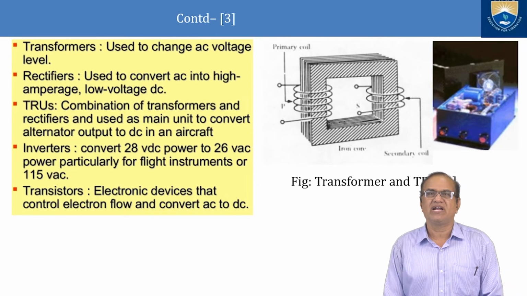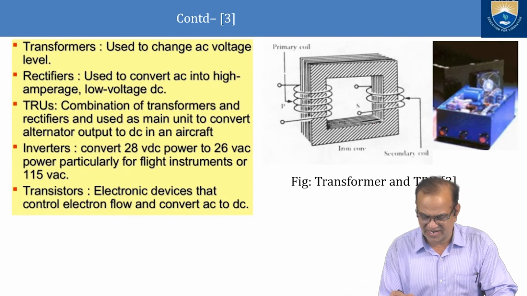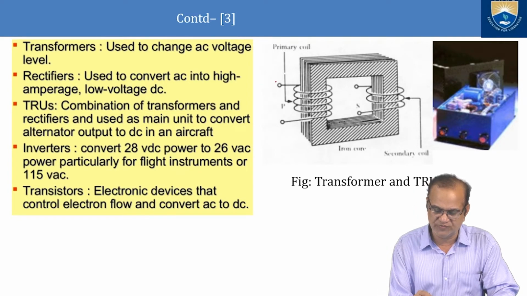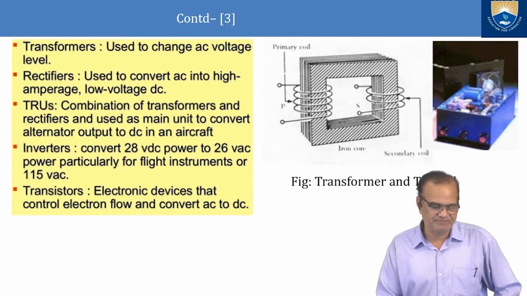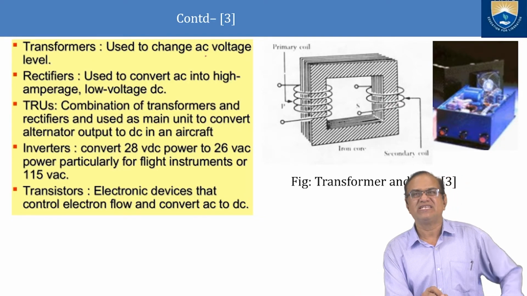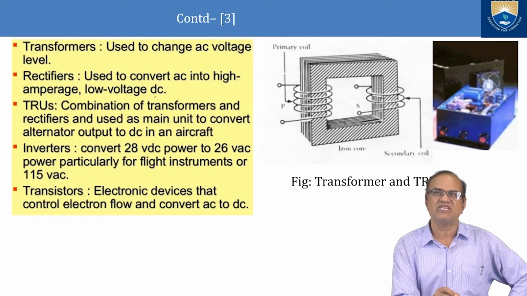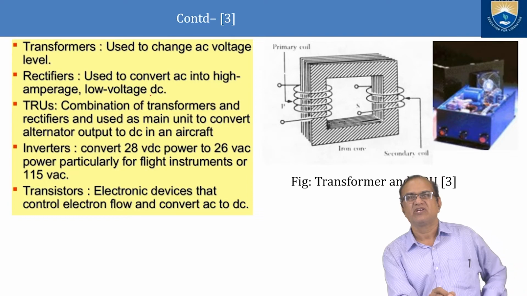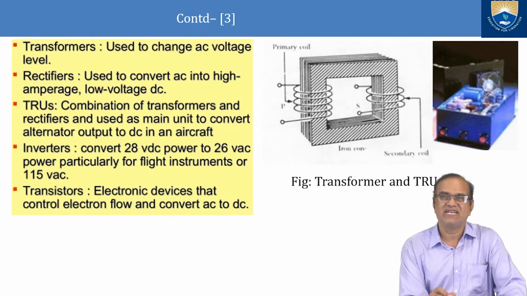Now I will discuss the transformer. This is shown here: this is the primary coil and this is the secondary coil. Here is the iron core. If you give some voltage here, as per the coils, the voltage will increase or decrease. That is the purpose of the transformer. Transformers are used to change the AC voltage level, meaning high to low or low to high. Rectifiers are used to convert AC into high amperage, low voltage DC.